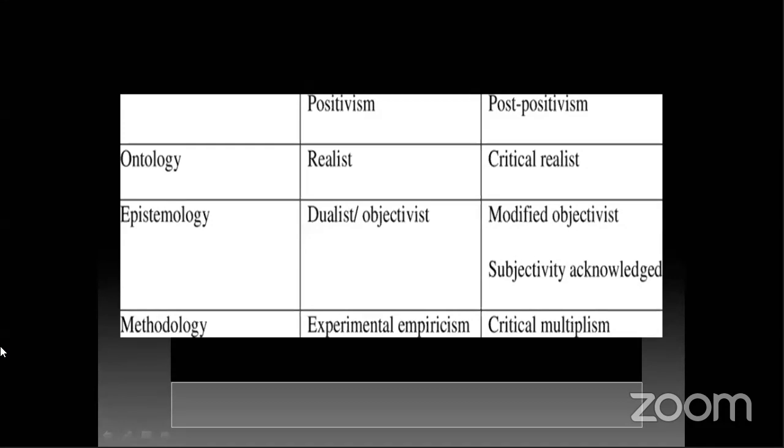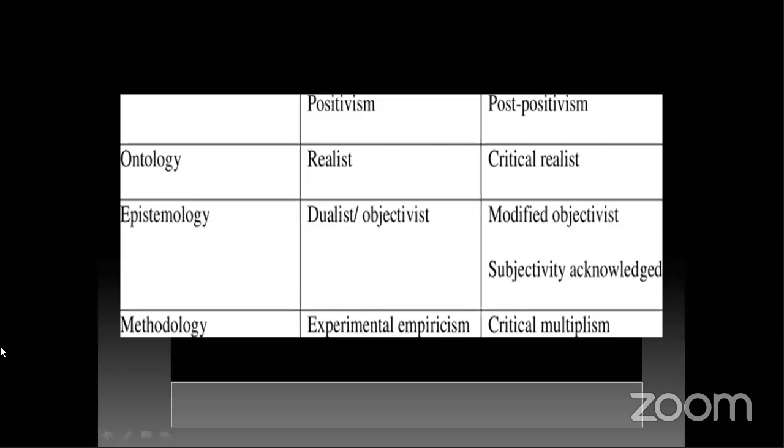Positivism and post-positivism. Ontologically, positivism is realist, post-positivism is critical realist. Epistemologically, positivism is dualist, objectivist. Post-positivism is modified objectivist, with subjectivity acknowledged. Methodologically, positivism gives us experimental empiricism. Post-positivism deals with critical multiplism.